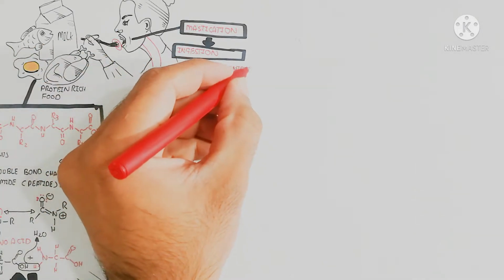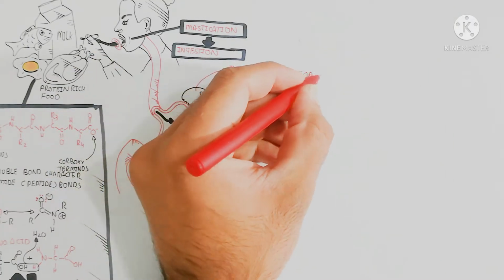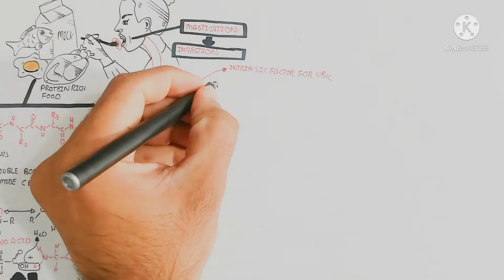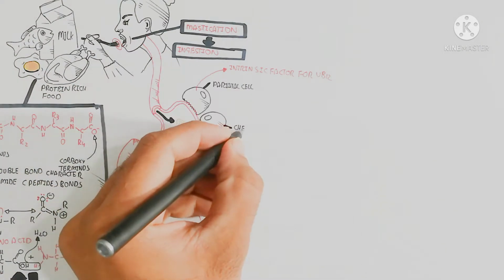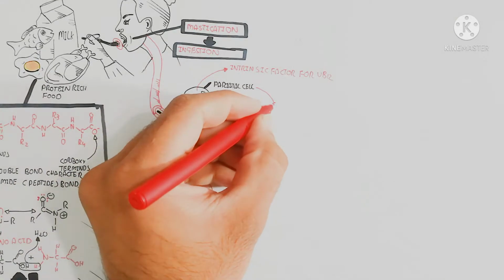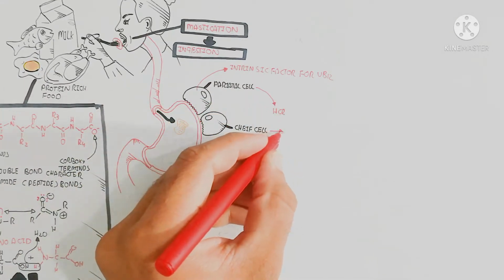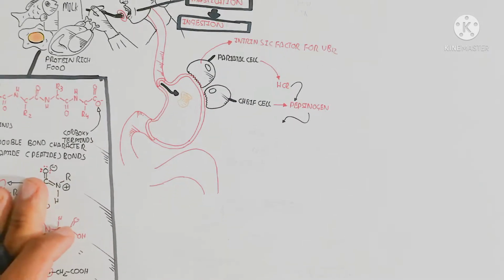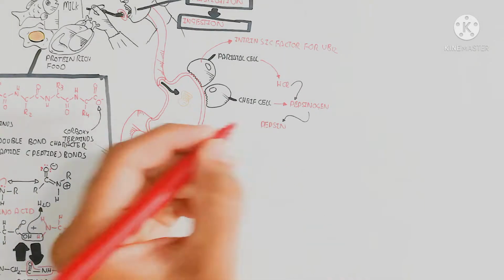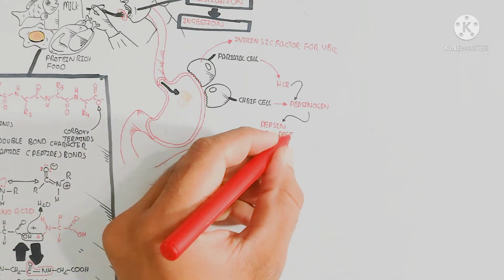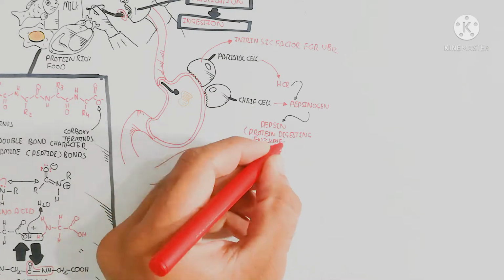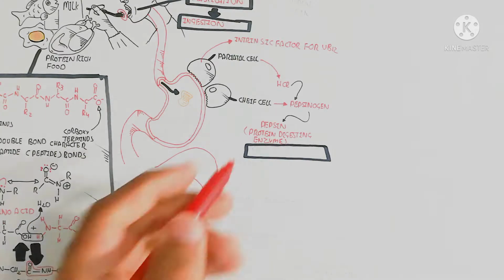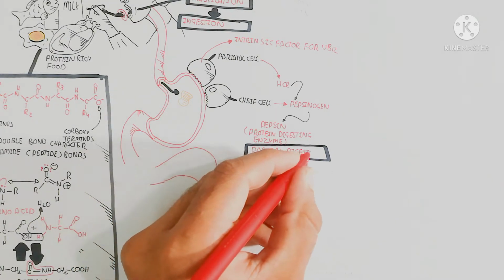When the food goes into the stomach, the intrinsic factor binds vitamin B12 through the parietal cell. The parietal cell is also responsible for the production of hydrochloric acid. Pepsinogen, which is inactive, is produced from the chief cell of the stomach. The stomach contains gastric pits, which I am not drawing here. Here is the pepsin. Pepsinogen is activated by hydrochloric acid to convert to pepsin.